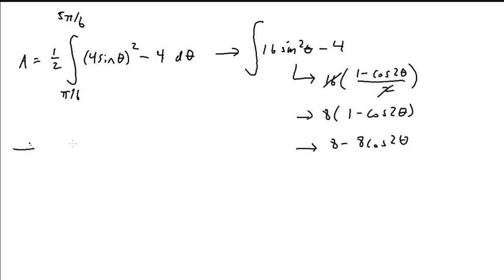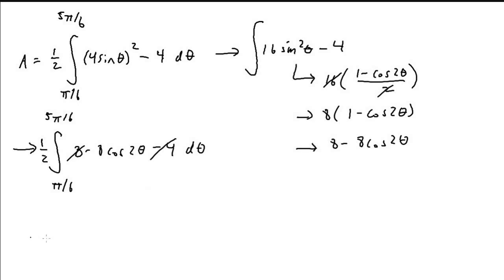So then when I rewrite the integral, we'll get 1/2 the integral from pi over 6 to 5 pi over 6 of 8 minus 8 cosine of 2 theta, minus 4 d theta. And once again, 8 minus 4 is 4. We'll get 1/2 the integral from pi over 6 to 5 pi over 6 of 4 minus 8 cosine of 2 theta.